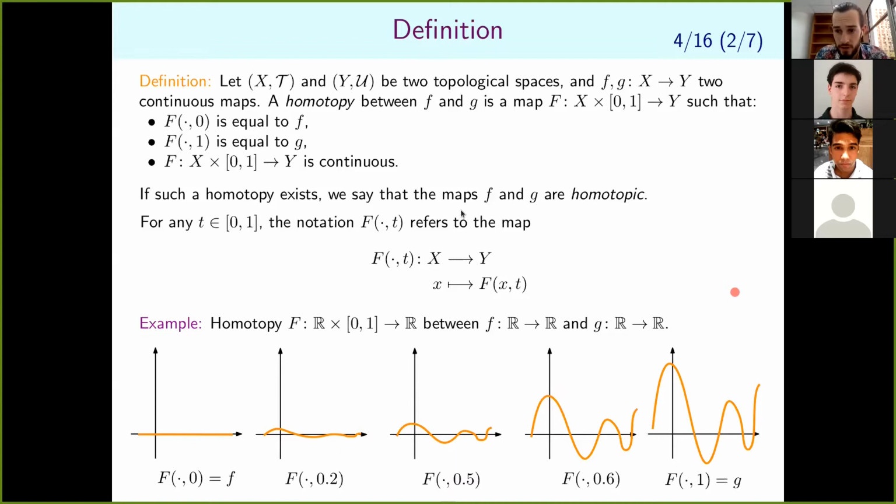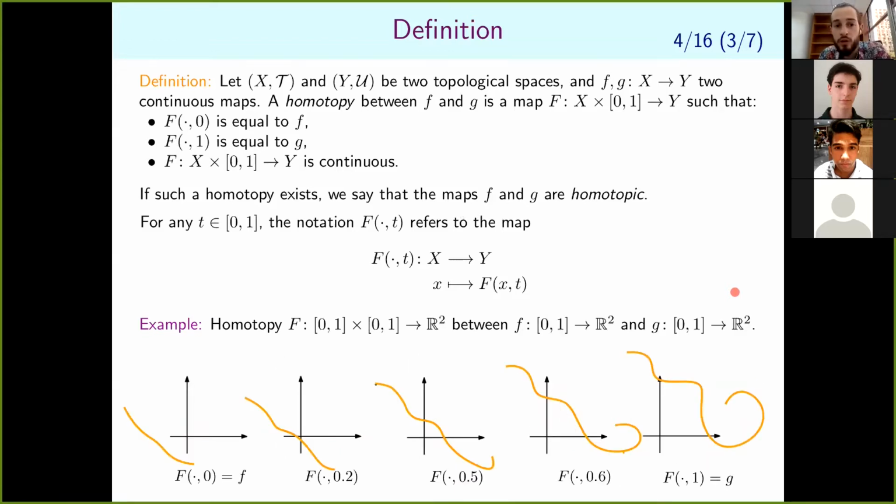A second example, a homotopy between two maps that are defined from [0,1] to R2. So you can draw a map from [0,1] to R2 like that. I start with the value 0, and then I draw the function. So a homotopy between f drawn here and g drawn here will be a continuous deformation between f and g.